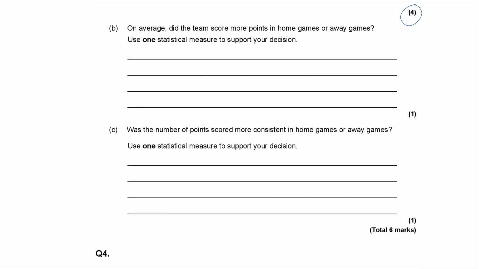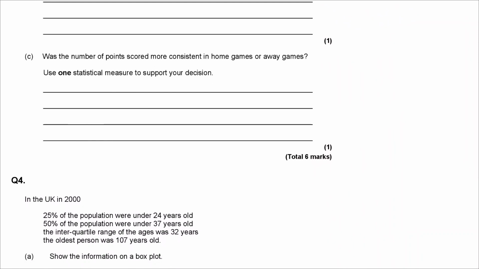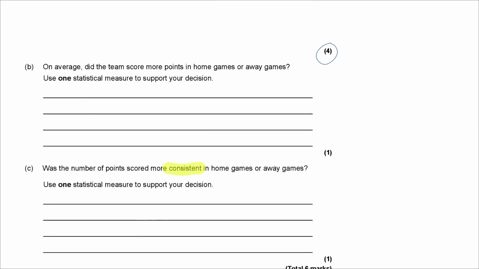Good. We've then got part C, which is saying, was the number of points scored more consistent in the home games or the away games? Consistent. That word we've been speaking about. Have I missed that question? Sorry, I have. Guys, sorry, missed that question.